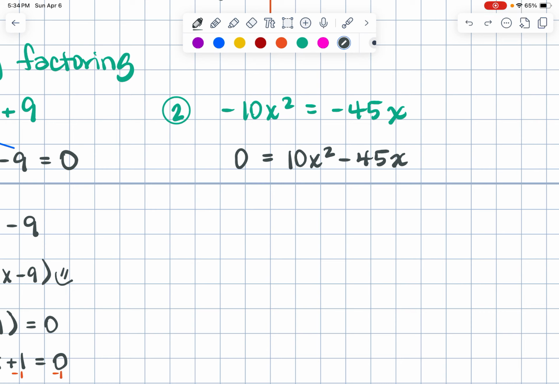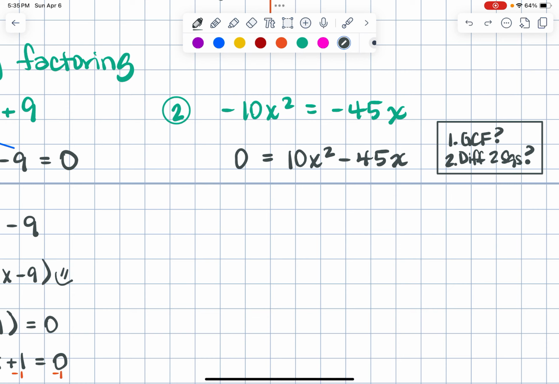Okay, so now I'm going to solve this binomial. Remember, there are only two ways to factor a binomial: either it has a GCF, or it's a difference of two squares. These are the two ways that we can factor a binomial. Obviously, it's not a difference of two squares because 10 and 45 are not perfect squares. But there is a GCF, so I am going to factor out the GCF, which is 5x. That leaves me with 2x minus 9.